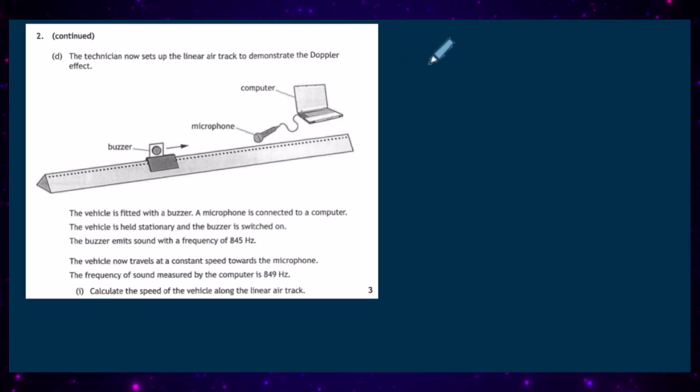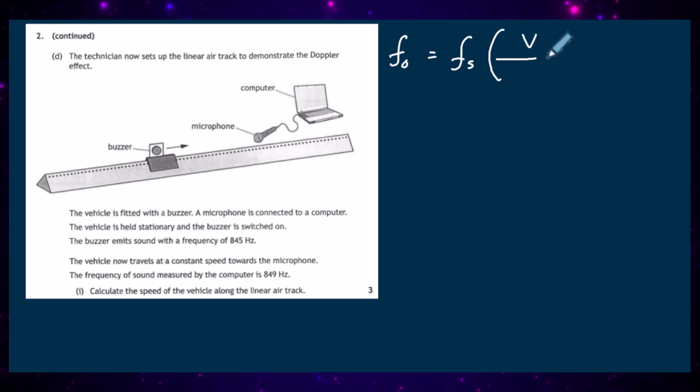Well, we go to our relationship sheet and we know that the observed frequency in the Doppler effect is going to equal the frequency of the source, multiplied by the bracket of speed of sound divided by speed of sound plus or minus the speed of the source. Now we've got to find that speed of the source, but we've also got to ascertain first of all which sign we're going to use on the denominator.